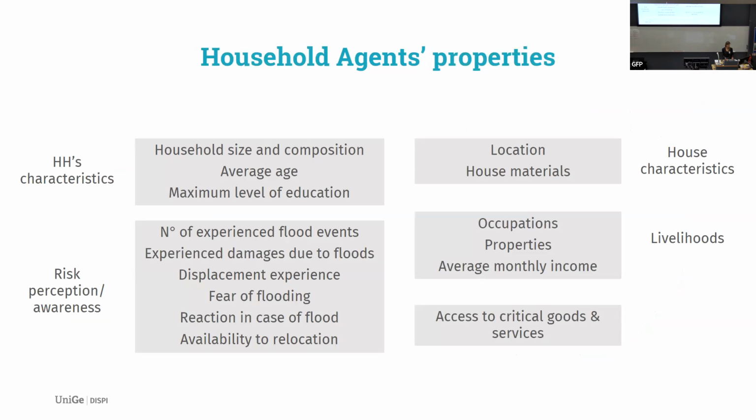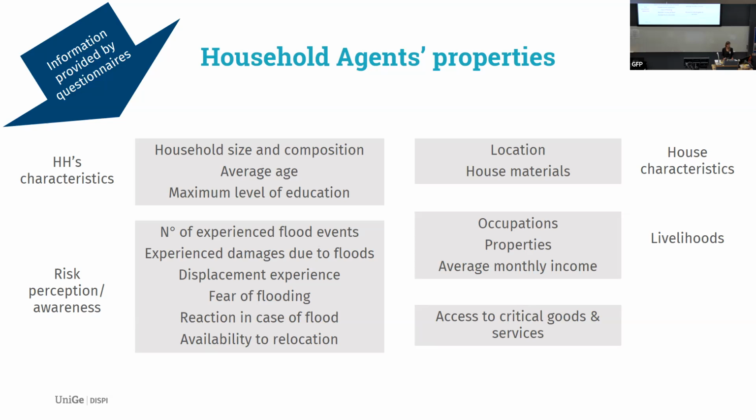We have different properties of these agents. Concerning household, we have the elements we considered also in the first part of the project, so house characteristics, location, house materials, and this is important to understand the damage to the house. Then we have livelihoods, occupations, properties, average monthly income. So the livelihood component we consider also in the first part of the project, access to critical goods and services. What we added, on the left side of the screen, risk perception and awareness, what people think about their condition, if they feel themselves to be at risk, if they want to move, if they are afraid, and so on, and household characteristics. And these are the information that we have through the questions we implemented.